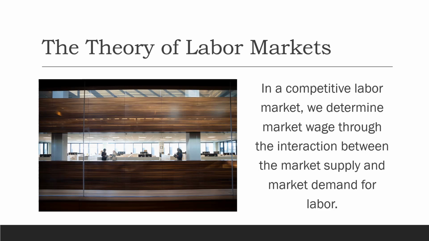Profit maximizing firms employ labor up to the point where the market wage is equal to the firm's demand for labor. In a competitive labor market, we determine the market wage through the interaction between the market supply and the demand for labor.